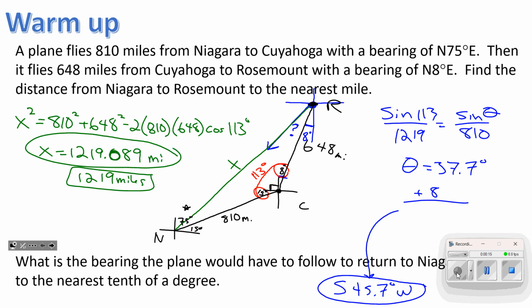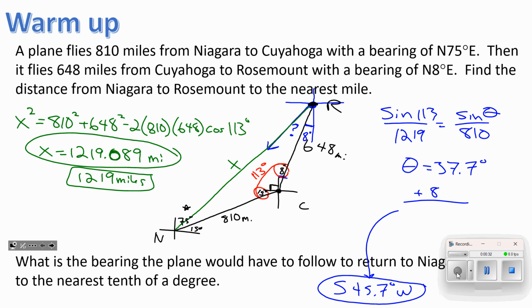All right, here is your final answer for this warm up problem. Keep in mind, drawing that picture, you are modeling the path of a plane. So in black, I've drawn the path as it goes from Niagara to Cayuga and Cayuga to Rosemont. The bearing to return is the tricky part that I did in blue.